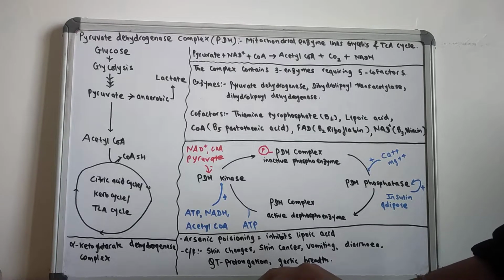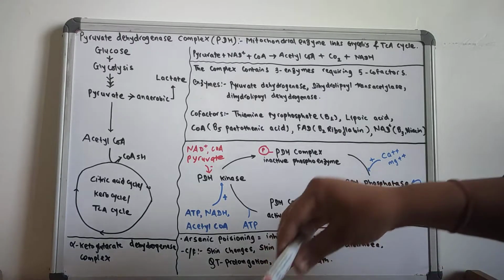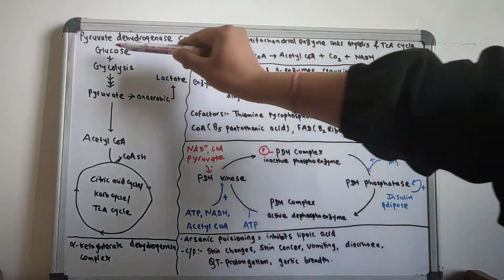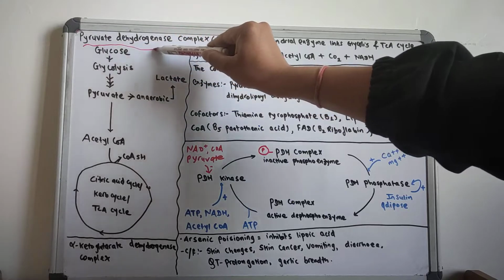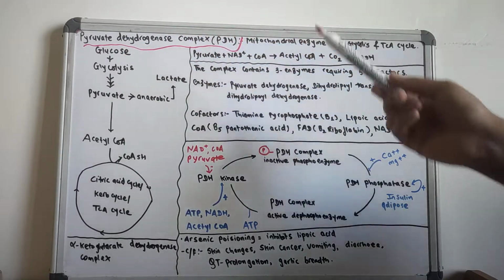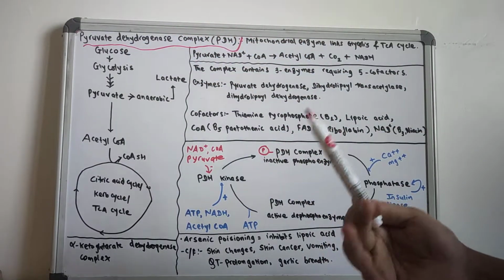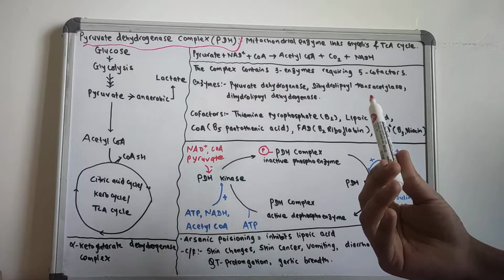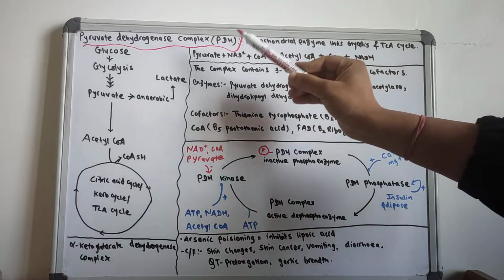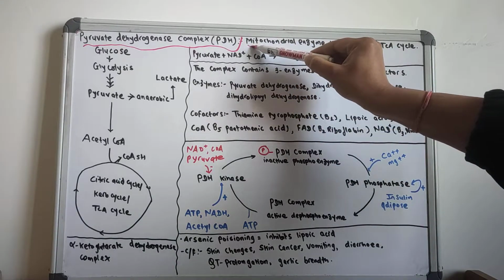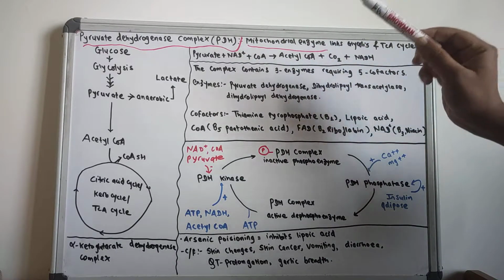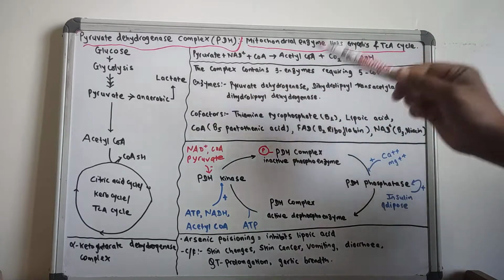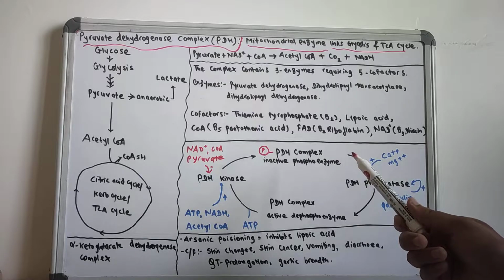Today we are going to read about an important enzyme that links the glycolysis and TCA cycles. So that enzyme is pyruvate dehydrogenase complex. As I have already told you, this pyruvate dehydrogenase complex links glycolysis and TCA cycle, and this pyruvate dehydrogenase complex is a mitochondrial enzyme. This mitochondrial enzyme links the glycolysis and TCA cycle.